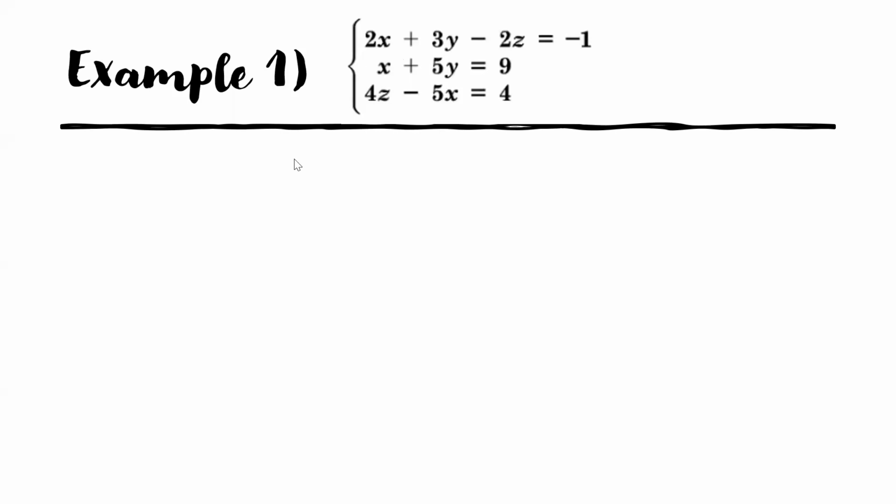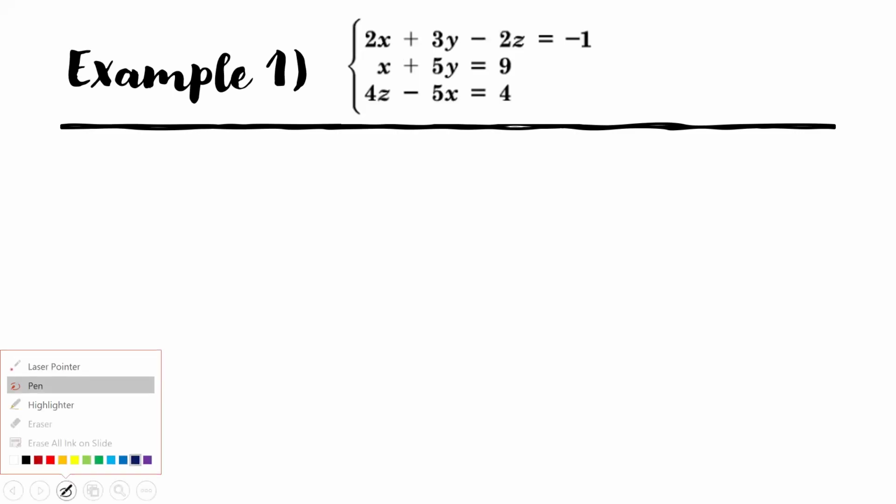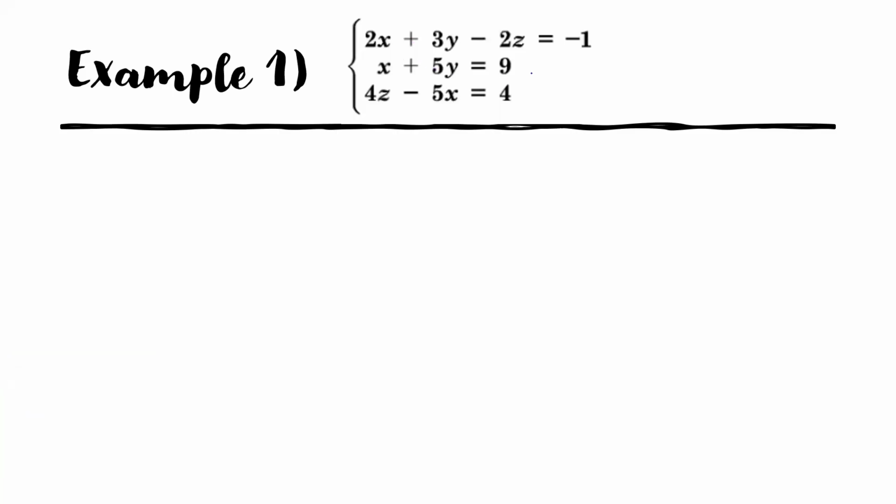So first off, step one is to make sure everyone's in standard form. Standard form means that I have x, y, z. This one is missing a z, correct? So it's x plus y plus 0z equals 9. This one is not in standard form and it's missing a y, right? So we have a negative 5x. Remember, the sign stays with it. Plus 0y plus 4z equals 4.